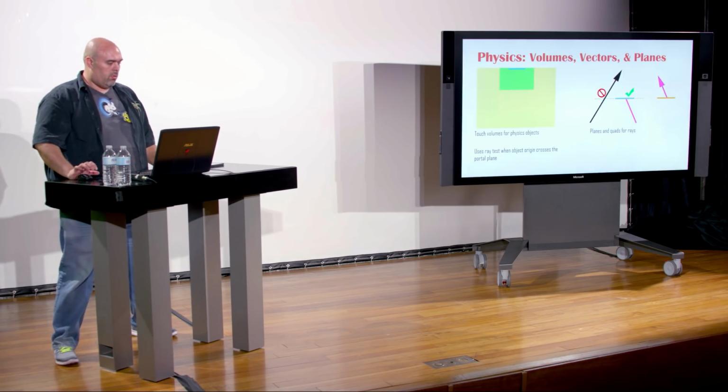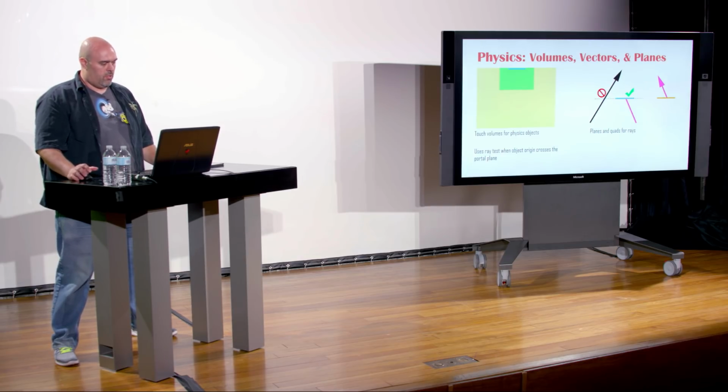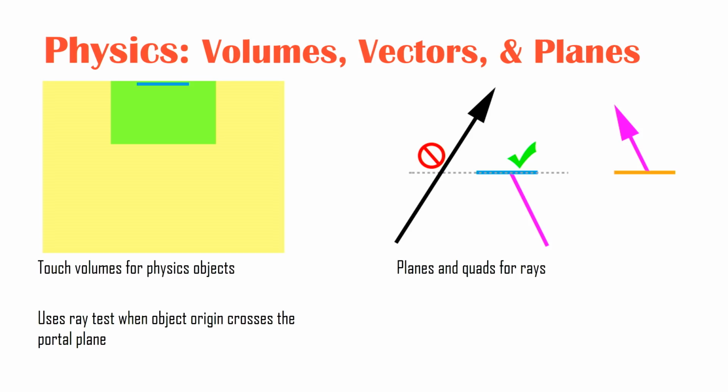How we handle portal transitions is there's two distinct methods. One is that we've got volumes here, which we call touch volumes or trigger volumes, and those are centered around the portal. So I've got my blue portal here, I've got this green volume here, and you'll notice it's entirely in front of the portal.